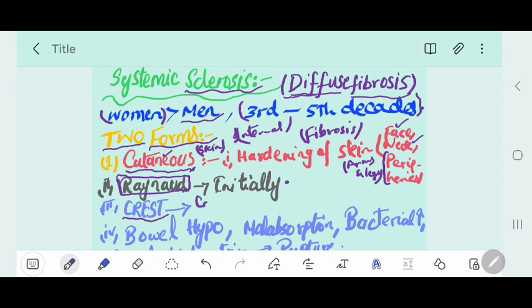Then there is a severe form of this cutaneous systemic sclerosis, that is CREST syndrome. It is characterized by calcinosis cutis, that is calcium deposition, Raynaud's disease, esophageal dysmotility, that is when there is esophageal fibrosis, then the motility in the esophagus is reduced, due to which you will observe GERD in such patients. Then there is sclerodactyly and telangiectasias.